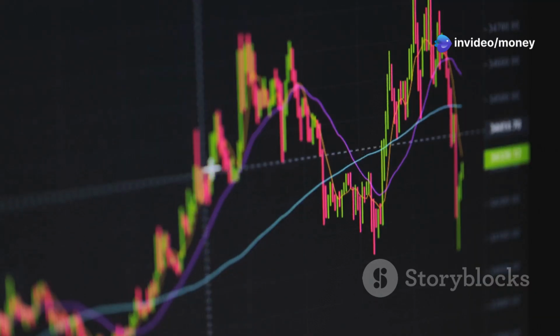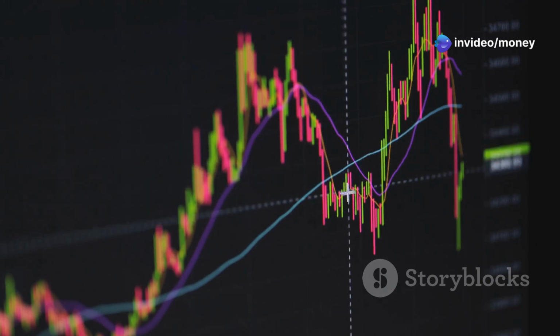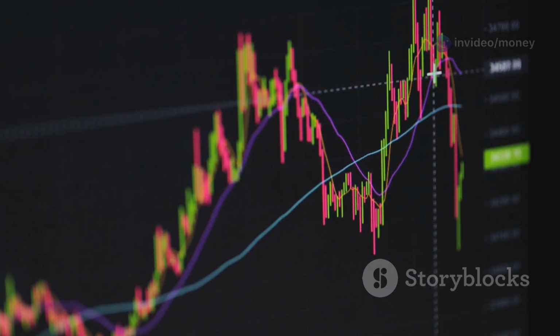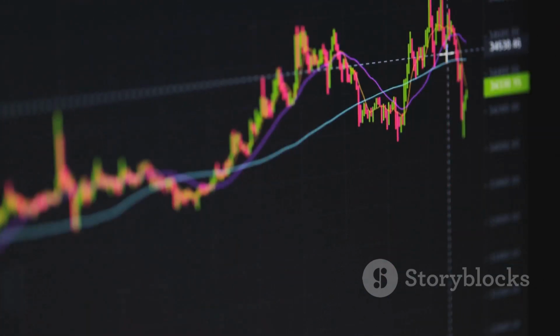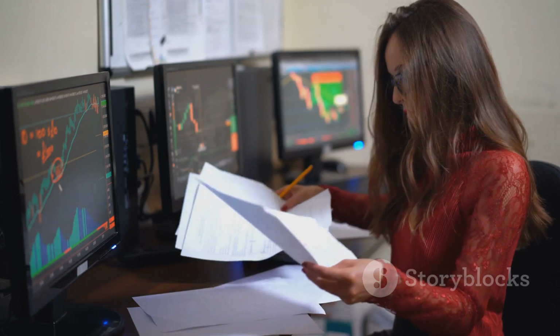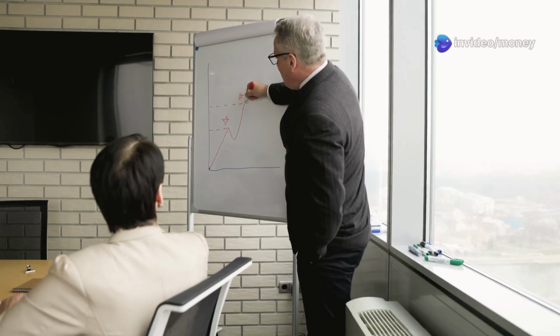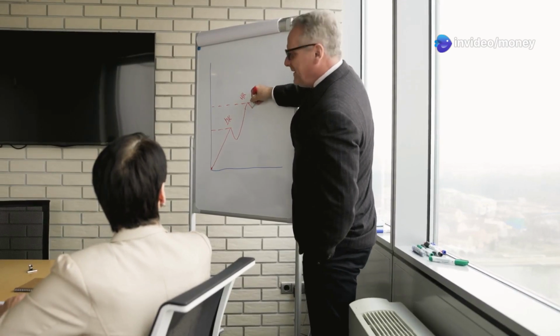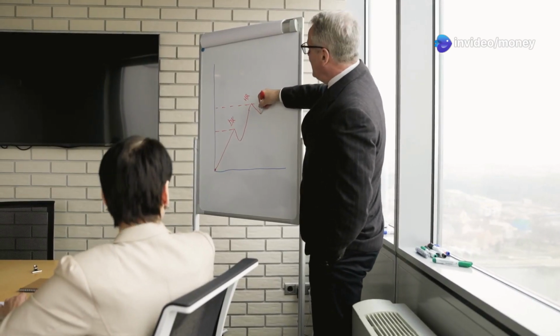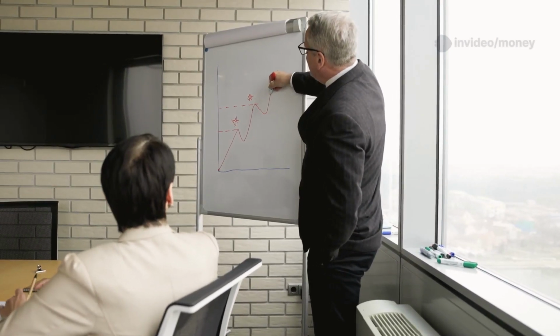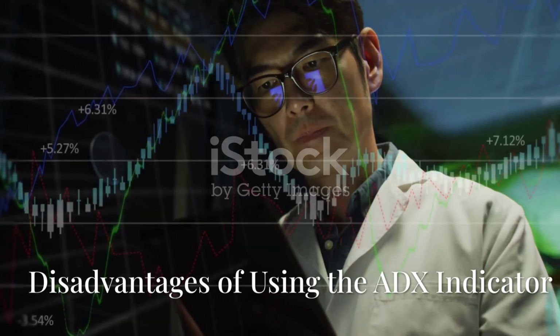Versatility across markets. The ADX is applicable to various financial markets including stocks, forex, commodities, and indices. This makes it a versatile tool for traders operating in different asset classes. By incorporating the ADX into their trading strategies, traders gain valuable insights into trend strength, potential reversals, and overall market momentum.